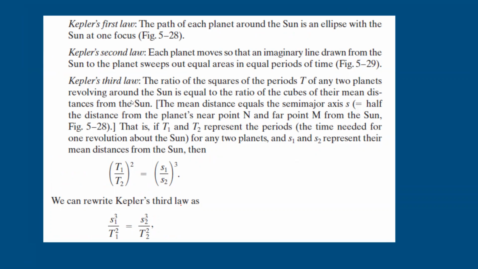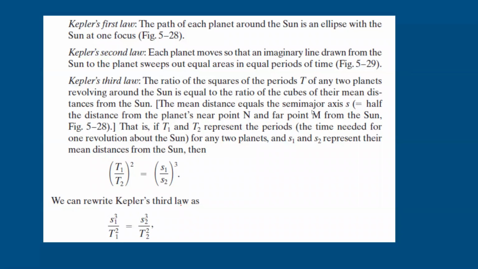And the third law, there's a formula to be applied. The ratio of the squares of the periods T of any two planets revolving around the sun, so the ratio of planet 1 and planet 2 periods squared, is equal to the ratio of the cubes of their mean distances from the sun. So take note, planet 1 also, S1 here, then S2. The S here stands for the mean distances from the sun.